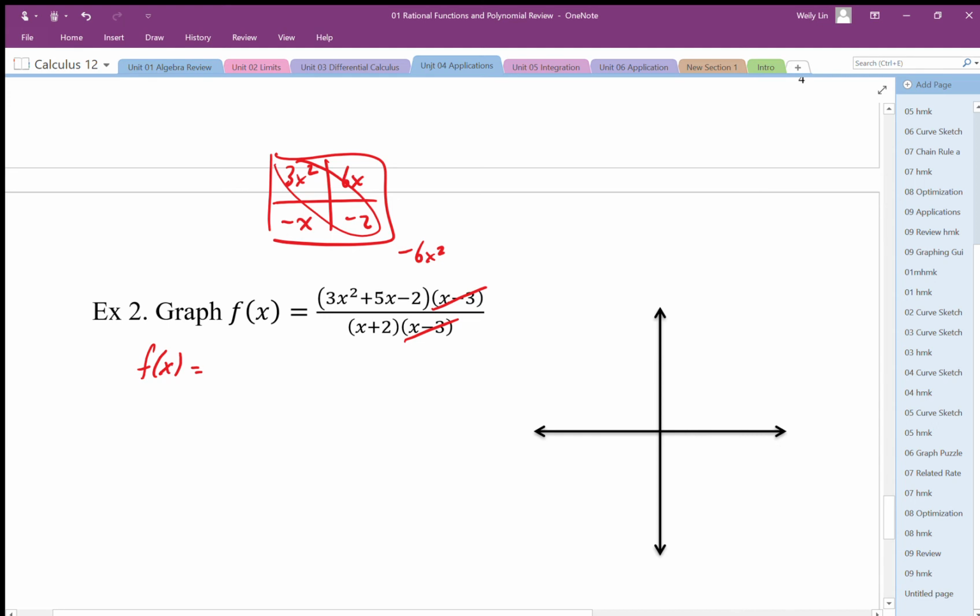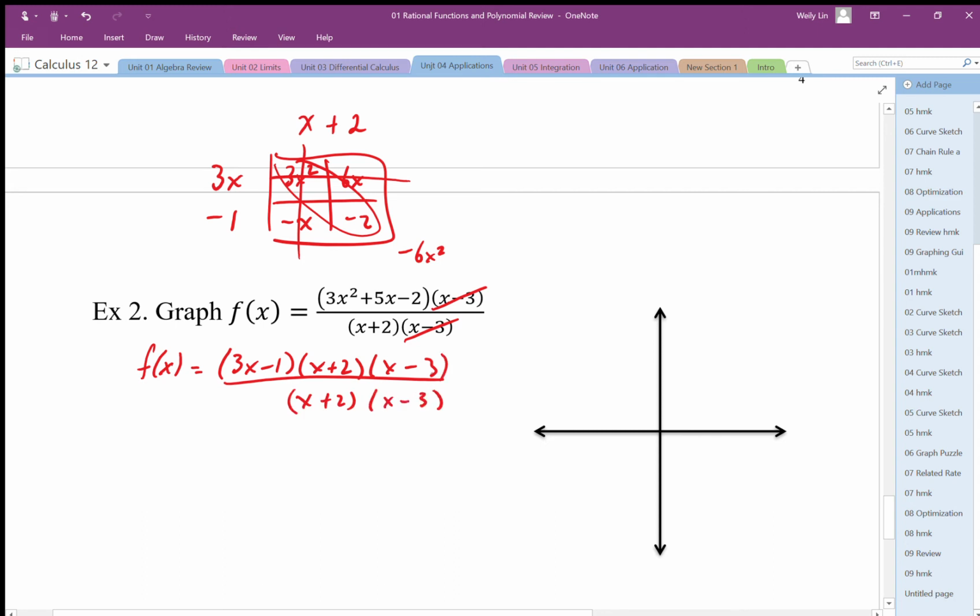Okay, so then I factor the greatest common factor this way. The greatest common factor this way is -1. The greatest common factor this way is x. The greatest common factor this way is 2. So my factored form is going to look like this: 3x minus 1, x plus 2, over x plus 2, x minus 3, which is going to cancel out. Well, these are all going to cancel out.